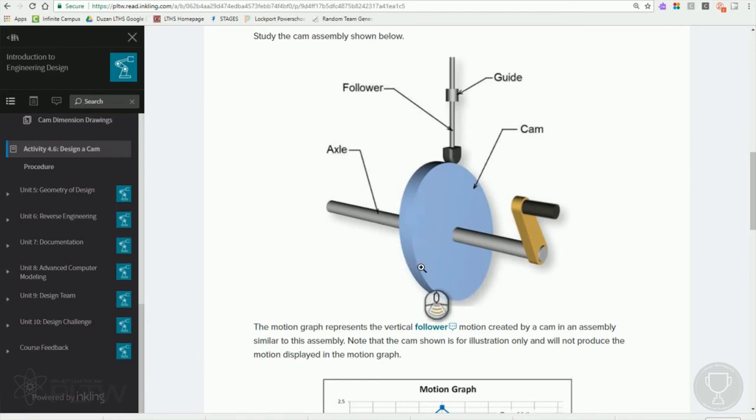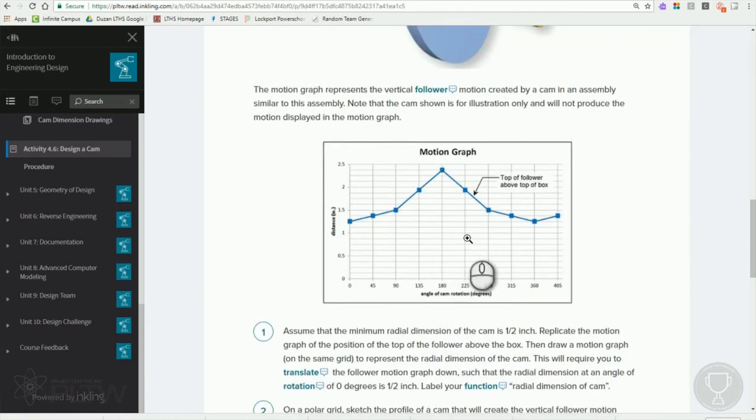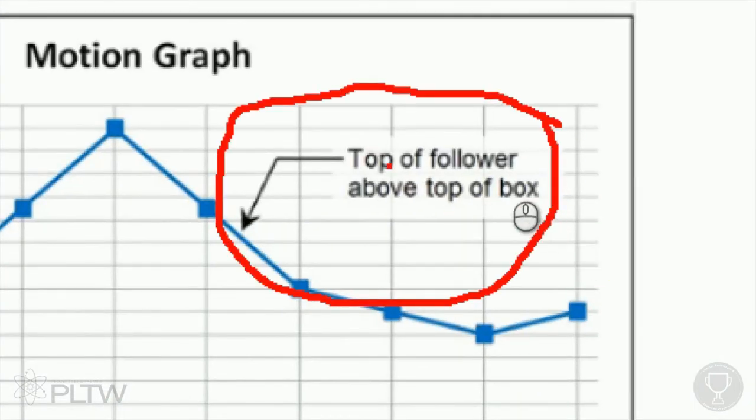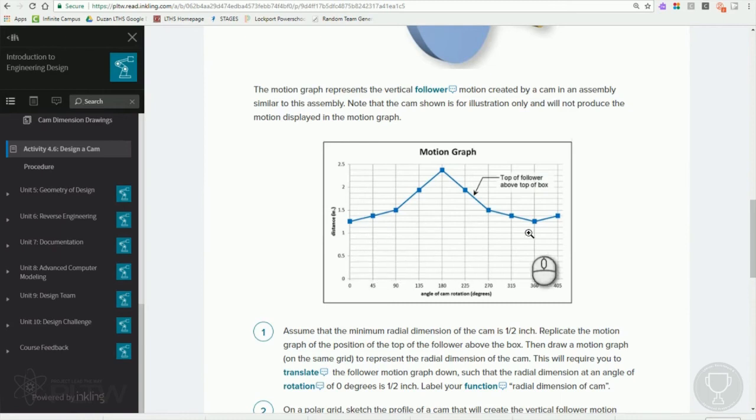When we go down, this is the motion graph that PLTW has provided on a custom cam. On the graph, our y-axis over to the left shows distance in inches, and across the bottom we see the angle of the cam rotation in degrees. They have plotted points and connected those points to show us the actual motion. And this is what I really wanted to reiterate: this is the top of the follower rod above the actual top of the box. Please keep that in mind. But here's what you have to know: in a 360-degree rotation of that cam, this is the motion that we're going to see of that follower rod on top of the box. So that has been clarified.